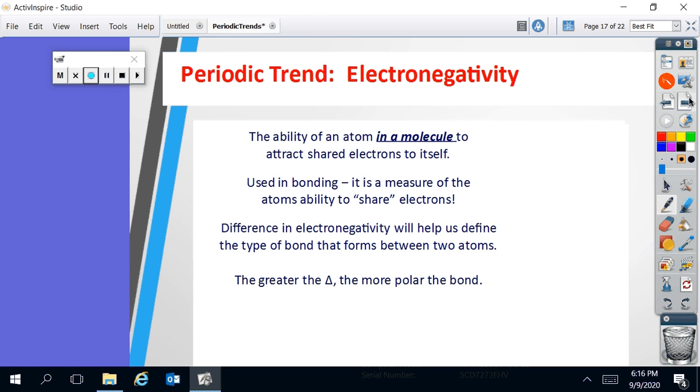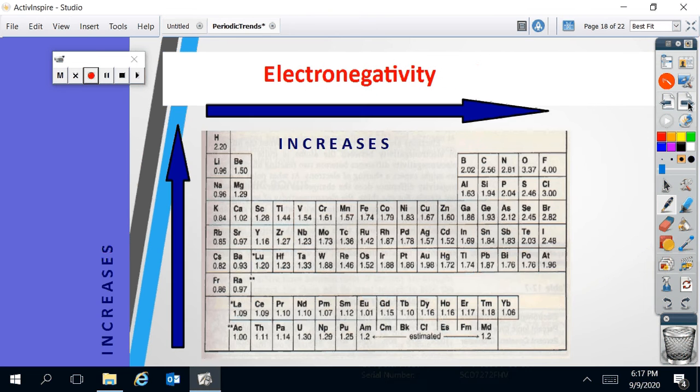Now, electronegativity is the ability of an atom that's in a molecule to attract shared electrons to itself. It's used in bonding. It's a measure of the ability to share electrons. Differences in electronegativity will help us define the type of bond that forms between two atoms. If you have a greater change in electronegativity, the more polar the bond, which means the more unevenly shared the electrons. And again, electronegativity increases the same direction that ionization energy does, as well as electron affinity: up from the bottom to the top, left to right.